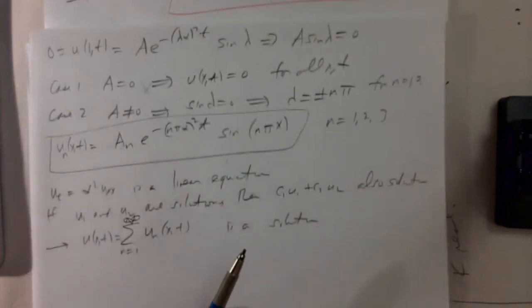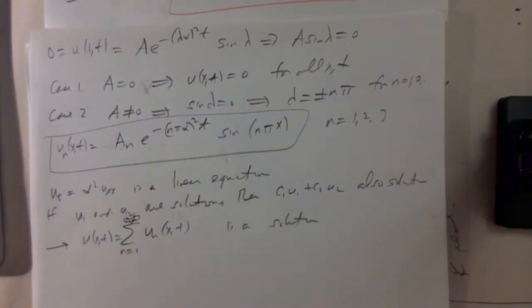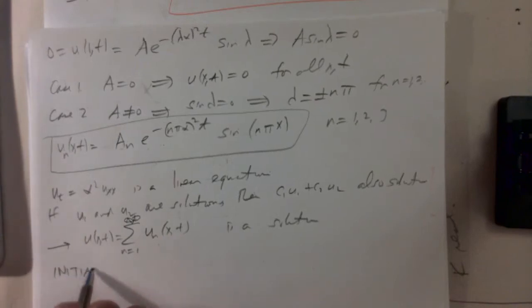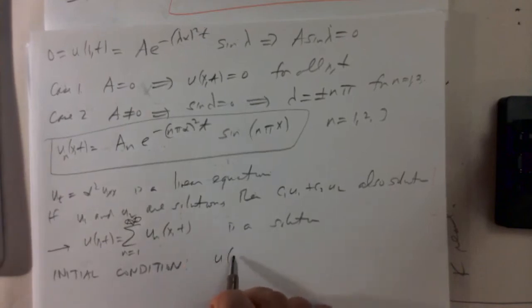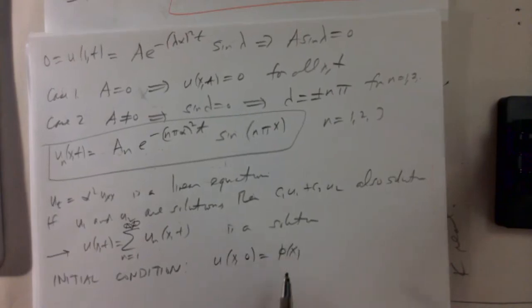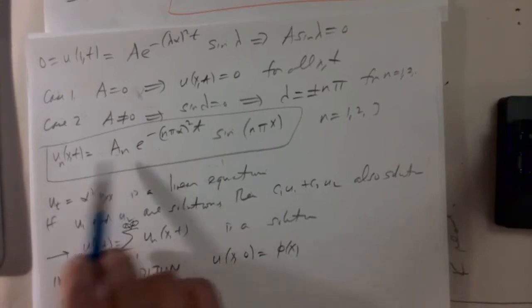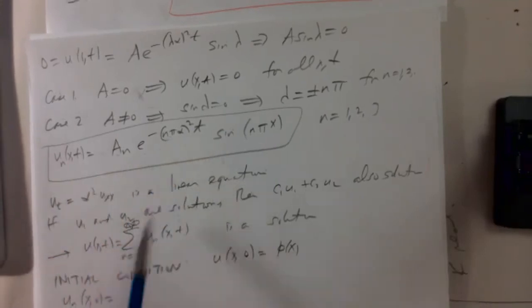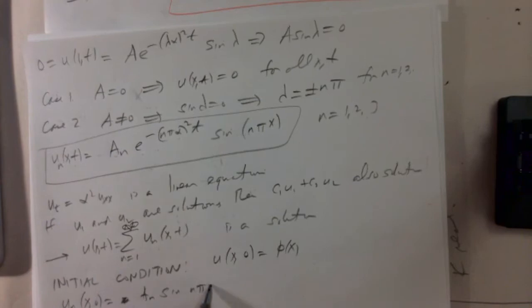So why is that important? Well, I proved that every one of these functions satisfies the differential equation, and every one of these functions also satisfies the boundary condition, but I also have to worry about the initial condition. The initial condition is that u at time 0 is some function phi of x. Now, what is u sub n at time 0? When I plug in t equals 0, e to the 0 is 1. This is just some constant times the sine of n pi x.